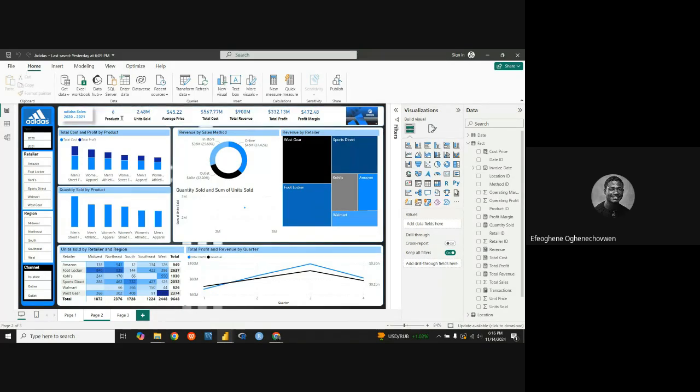So you can see these are key KPIs. The number of products that all of the retailers combined are offering for sale in the market. And we have this number of products, average price, total cost, total revenue, total profit, and profit margin. It's a key indicator to show how well you are profiting.